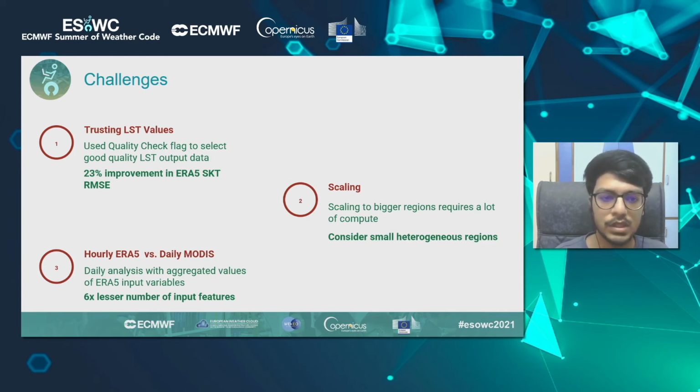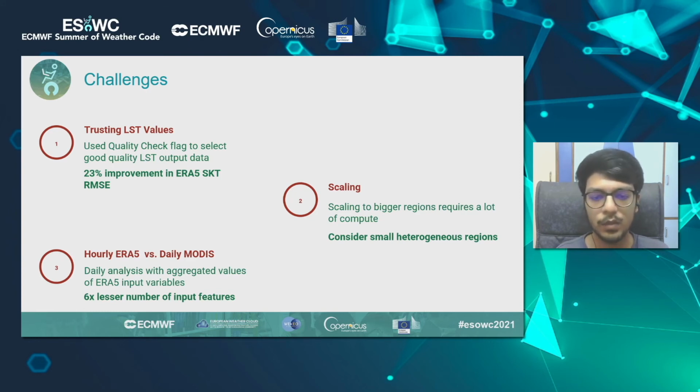The first one was trusting the LST values that we get from the NASA MODIS dataset. In the first UK experiment, we were getting around 6 RMSE score for the ERA5 SKT temperature. It was puzzling to us why we were getting such a high RMSE score. So what we did was we took only the good quality data using the quality check flag on the MODIS LST dataset, and we reduced our dataset because we are now only considering the good quality data. So now we saw around 23% improvement in the RMSE score for ERA5 skin temperature.